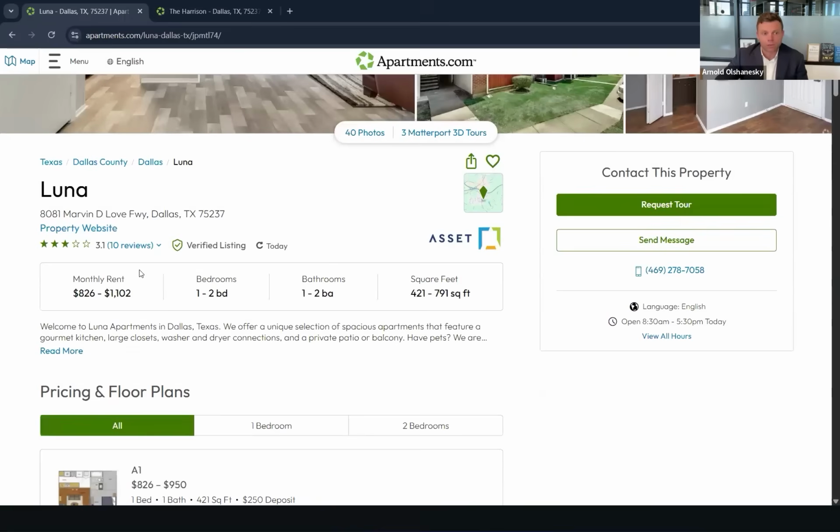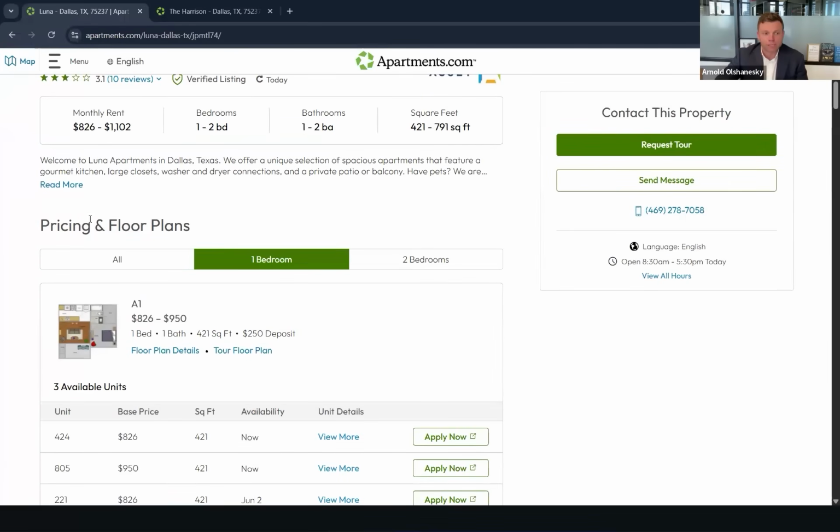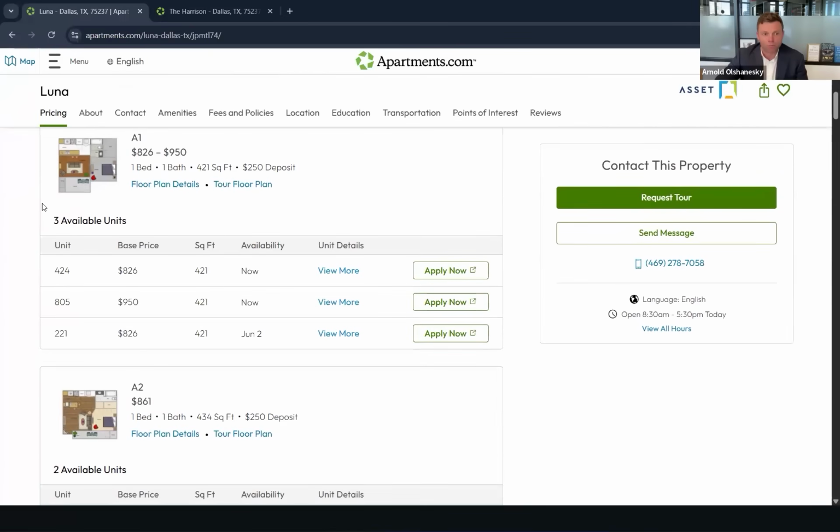So let's take a look at the Luna, for example. You can see that over here, their one bedrooms are priced at about $826 to $950 a unit, and you can see the square footage also. These are 421 square feet. So I get this range of 826 to 950, so maybe I'll put the middle at about $900 they're charging on average.